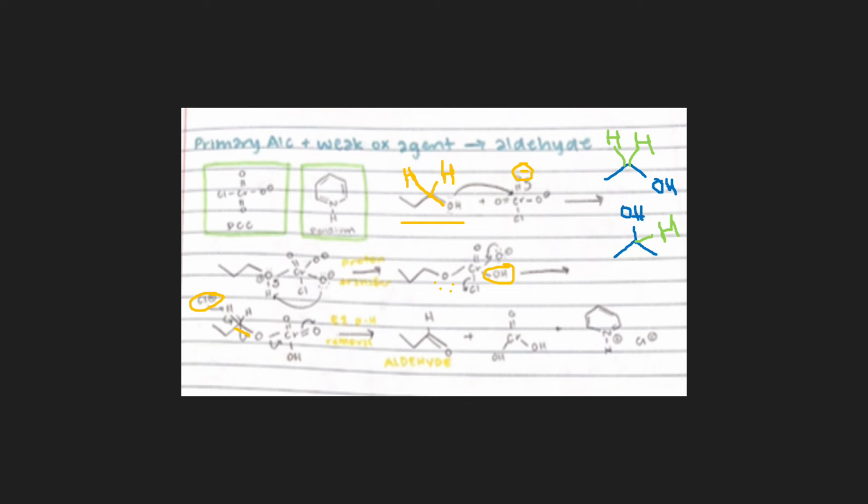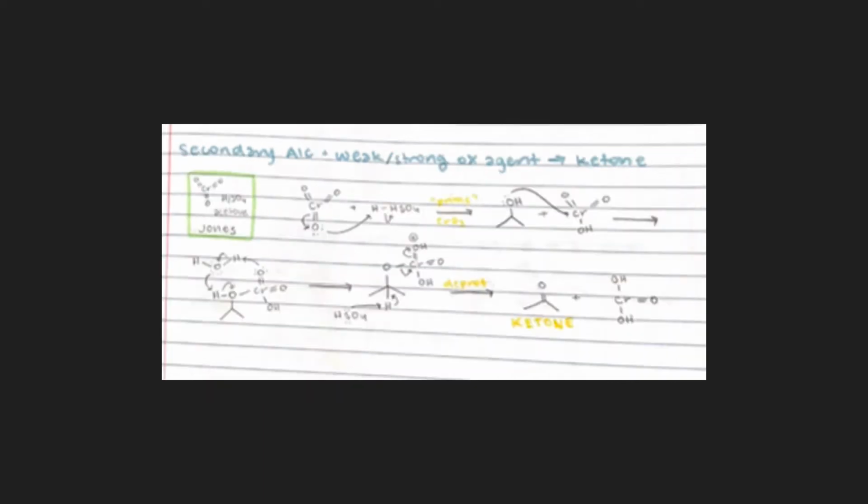I'm not going to go into E2 as a whole, but that's what we're doing here, and at the end we end up forming an aldehyde as well as what was our chromium reagent, but it now has hydroxyl groups as well as that Cr and O double bond. And then we're also going to have that pyridine with chlorine, so that was used to grab onto that hydrogen. So we now turn our attention to secondary alcohol.